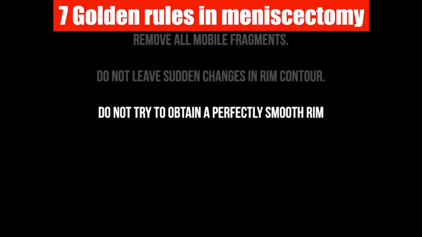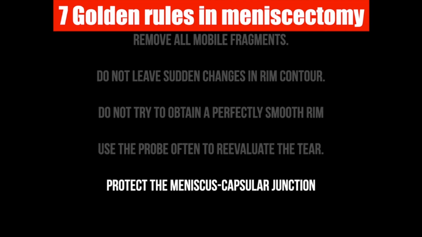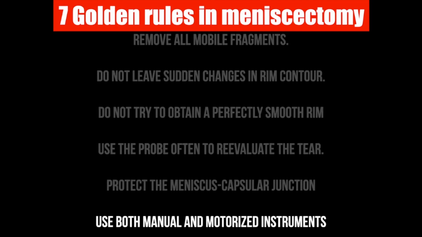We should preserve as much meniscus as possible. We have to repeatedly probe the meniscus while doing meniscectomy to re-evaluate the tear, whether the meniscus has been stabilized or not. We should always try to protect at least the meniscocapsular junction, because this is very important biomechanically. And we should use both manual and motorized instruments to have a perfect meniscectomy. Whenever in doubt whether to preserve or cut the meniscus, we should always incline towards preserving the meniscus.